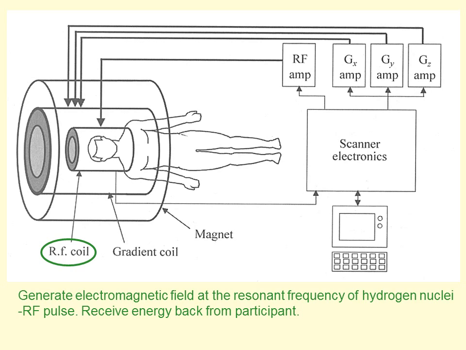Magnetic resonance imaging. And the basic idea is that the RF coil transmits the energy into the body at a specific frequency, and that specific frequency is chosen to be a special frequency called the resonant frequency of the hydrogen nuclei. And because it's the resonant frequency of the hydrogen nuclei, they absorb the energy and other molecules in the head don't.